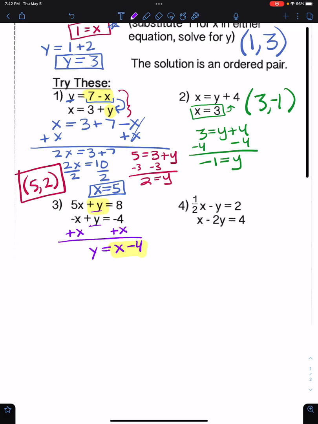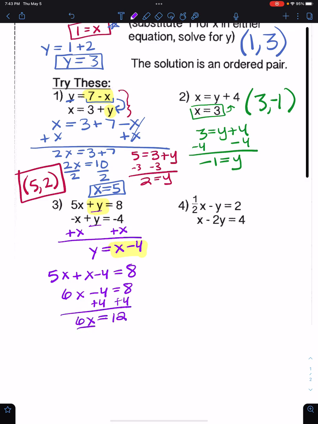So I'm going to rewrite this first equation, and instead of y, I'm going to write x minus 4. And then I'm just going to solve this. 5x plus x is 6x. Now I have a two-step equation. So I do that by undoing the constant term first. And then undoing the coefficient, I'll divide by 6. So I've got one part of my ordered pair already. The 2 is the x.